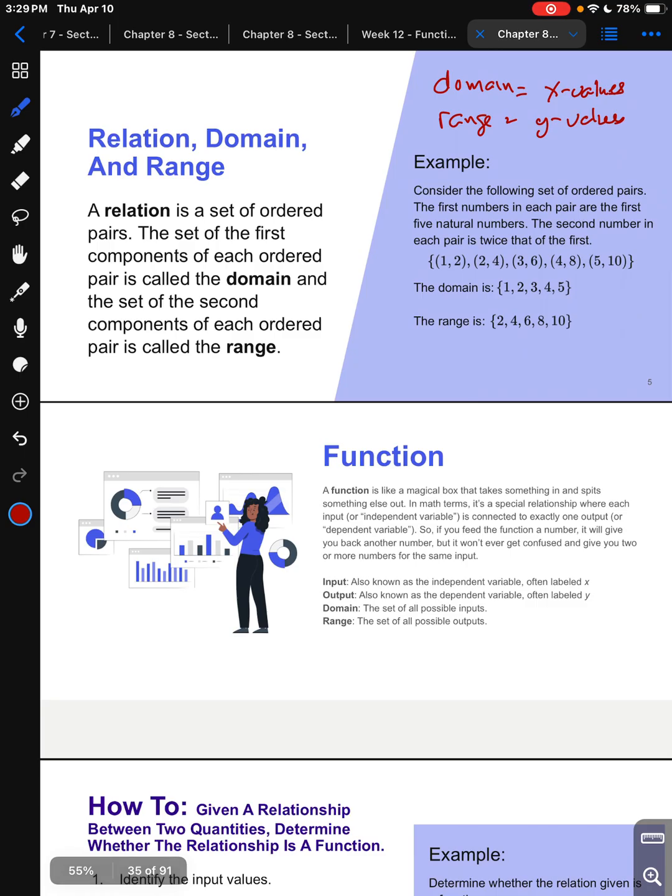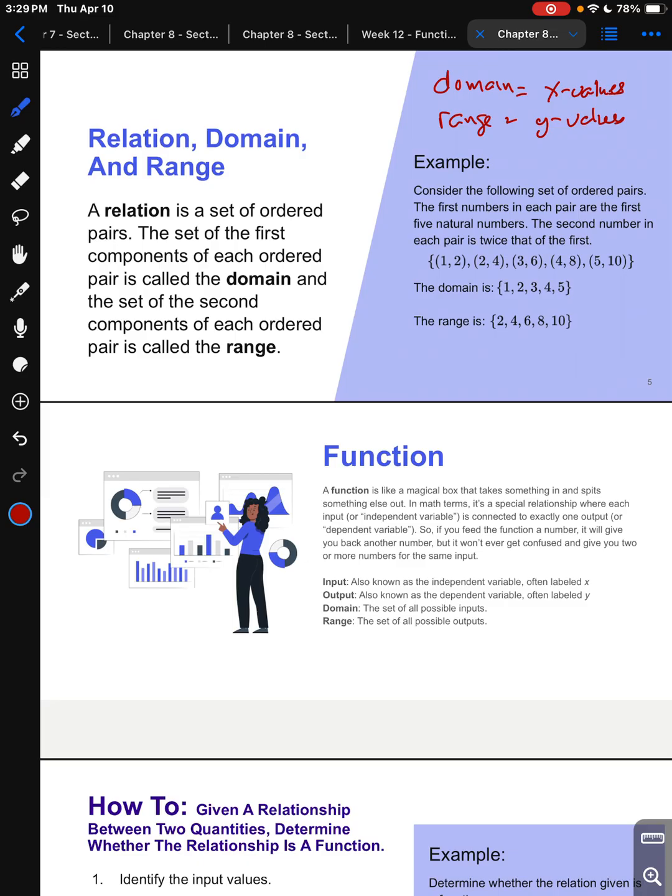A function is like a magical box that takes something in and spits something else out. In math terms, it is a special relationship where each input, or independent variable, is connected to exactly one output, or dependent variable. So if you feed the function a number, it will give you back another number, but it won't ever get confused and give you two or more numbers for the same input.